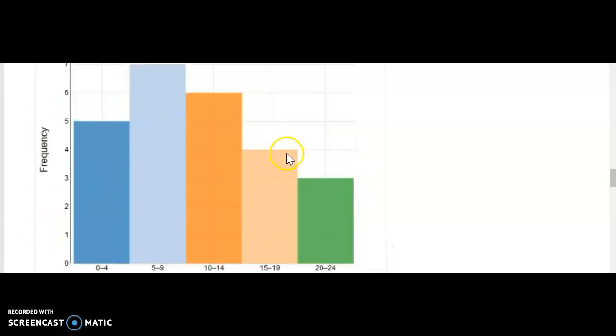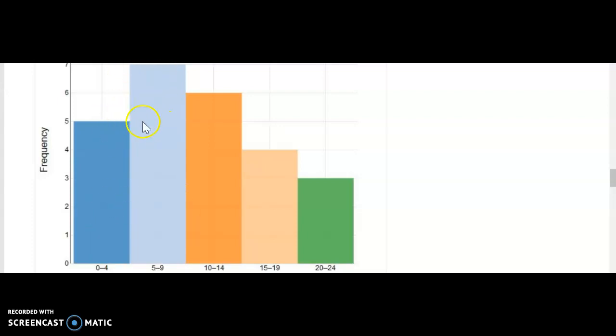So this problem is a little bit trickier, because what they're asking us is a percent, but what they've given us is the frequency and the number of boxes. So what we have to do is figure out how many boxes there are total, then find out what the percentage is. So right here I've got 3 plus 4 is 7, plus 6, 7 plus 6 is 13, plus 7 is going to give us 20, plus 5 is going to give us 25.